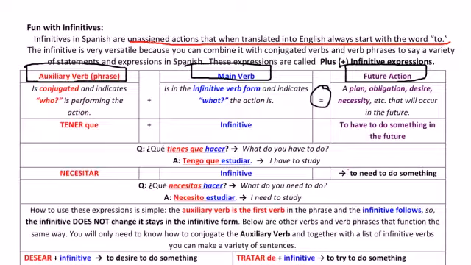So what is the function of the auxiliary verb? Well, if we look at the red, the auxiliary verb, one characteristic is that it's conjugated, and another characteristic is that it indicates who is performing the action. Okay? Followed up by the main verb. The main verb is in the infinitive verb form, and it describes what the action in the future is going to be.